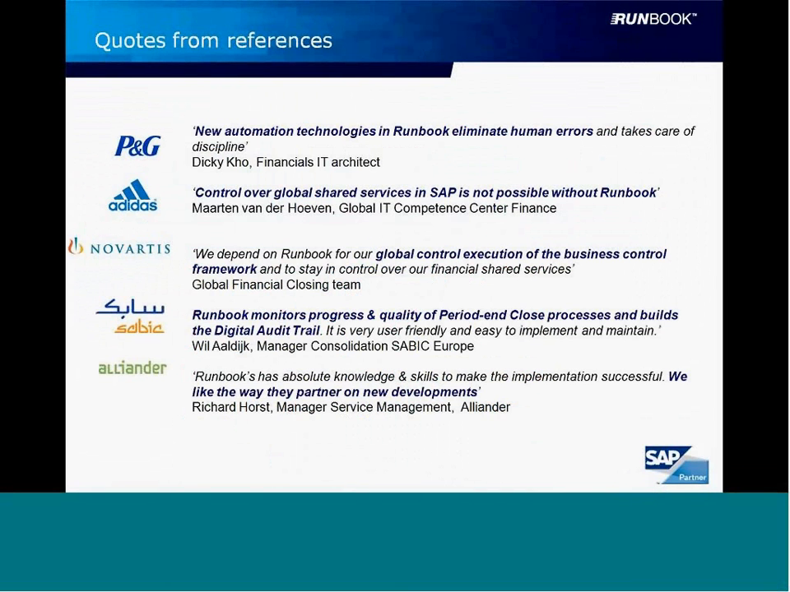Now, some quotes from our existing customers. Procter & Gamble: new automation technologies and Runbook eliminate human errors and take care of discipline. That's the part of the automation I just explained. Within Procter & Gamble, we have automated quite some activities. So the moment it's outside the threshold, somebody needs to act, and if it's within the threshold, the tool itself will sign off the step, attach the evidence behind the step, and you can continue with the process. Control over a global shared service center is not possible without Runbook.